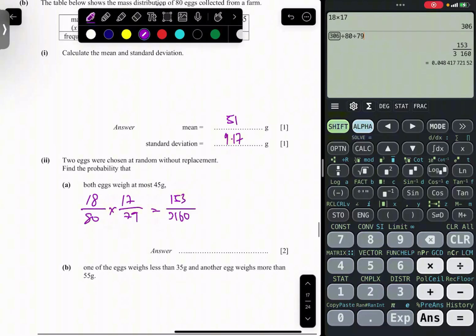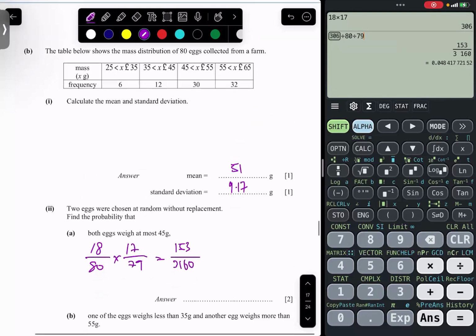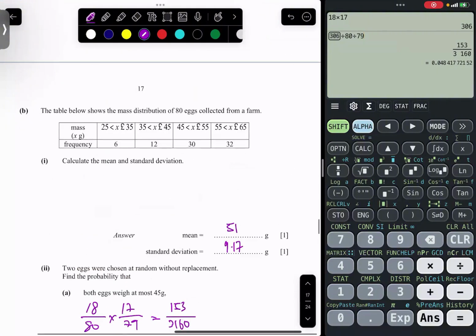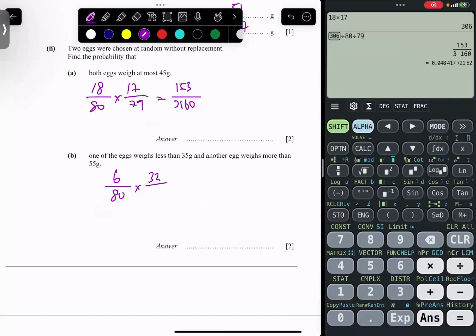One of the eggs weighs less than 35, another weighs more than 55. Less than 35, there's only 6 options. So 6 out of 80 multiplied by the other is more than 55, so more than 55 is 32 out of 79. But they didn't specify the order, so that means it can go both ways. So multiply by 2. 6 over 80 multiplied by 32 over 79, and the whole thing multiplied by 2. So 24 over 395.